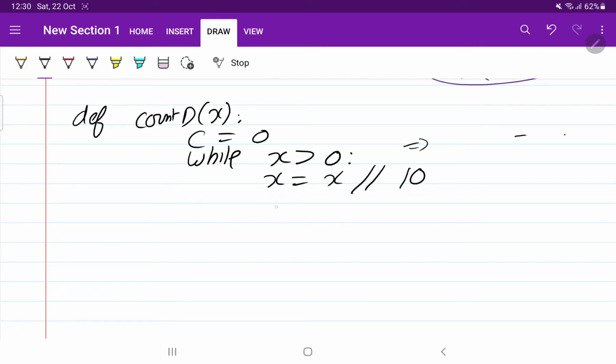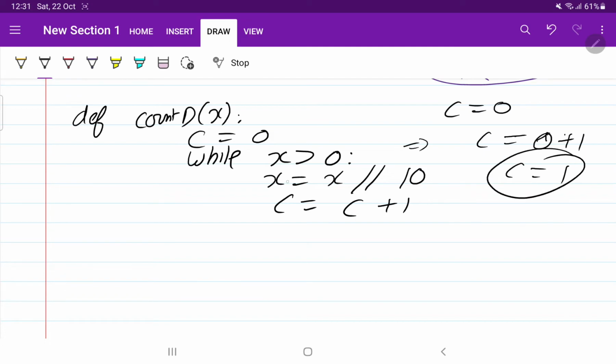As we have divided the number, we will increase the count by 1. So count will be count plus 1. Initially count was 0, so in 0 we will add 1, and count will become 1 now. We will run this loop as long as we have a positive value. And when this loop ends, we will return the count.